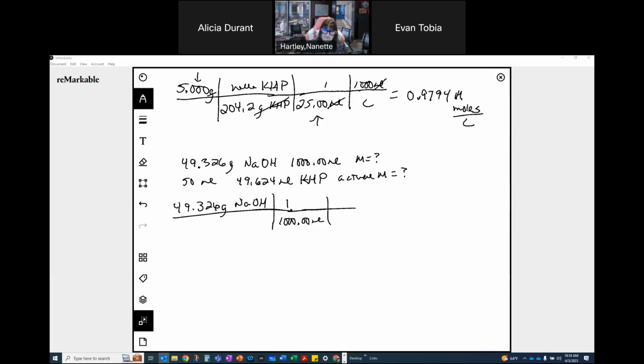And then I need to do the 1,000 milliliters to give me 1 liter. And that gives me what, divided by 49. Oh, I got the same number.